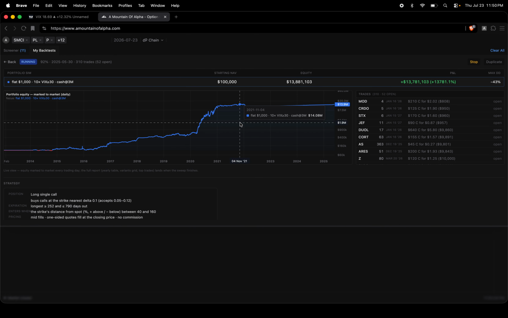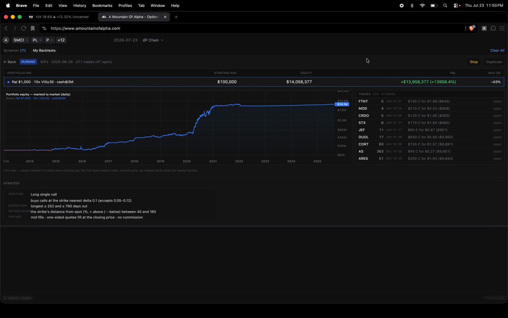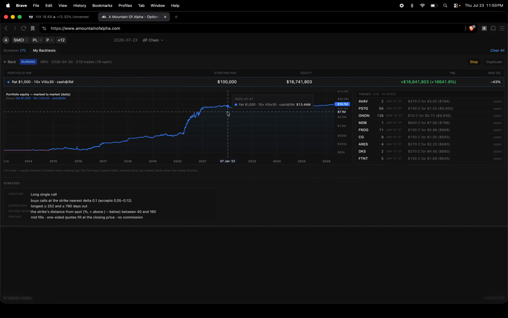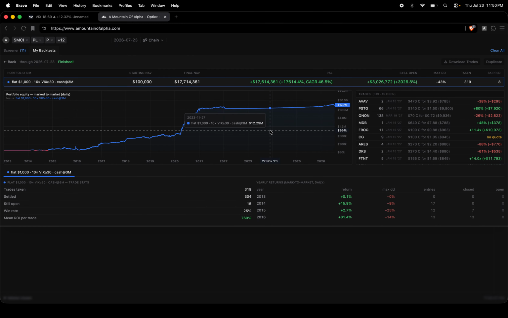Yeah, I don't actually see where that 43% came from. It might be a bug, because it came in somewhere here, right? 43% would be a pretty big drop, but I don't see it in here. Maybe this doesn't draw the drawdown.